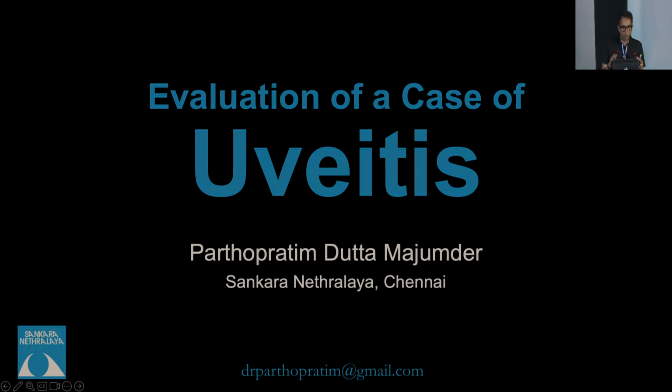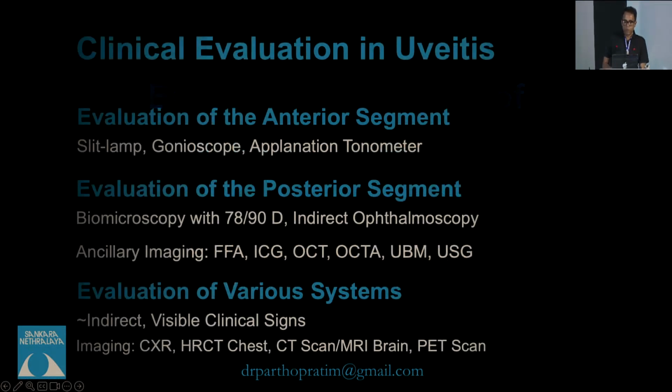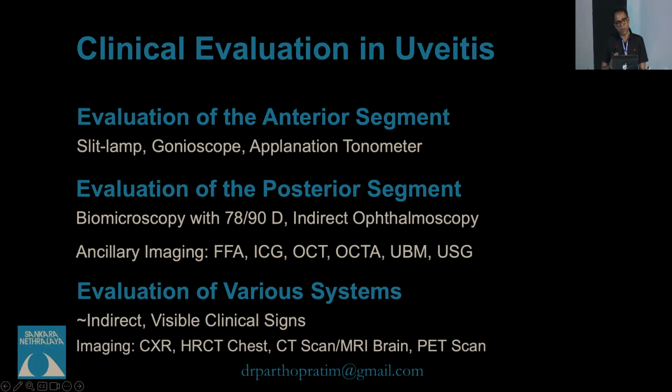So, good afternoon, friends. I'll be talking to you on evaluation of a case of uveitis. When we think about evaluating a patient of uveitis, we can divide it into three categories. In the first, we try to evaluate the anterior segment. We have the slit lamp. Then, as I think Shweta has shown you how to do a gonioscopy, you need to check the intraocular pressure also.